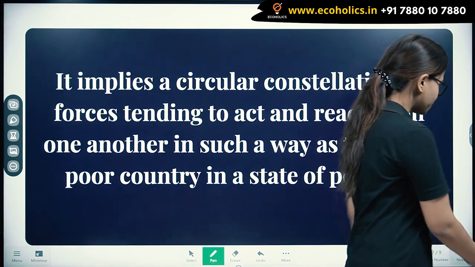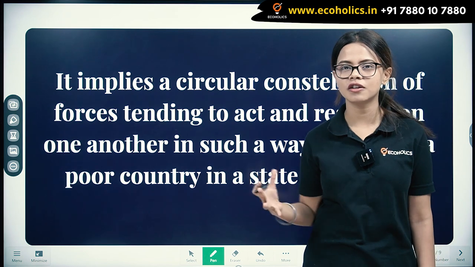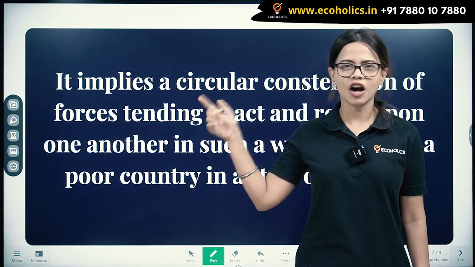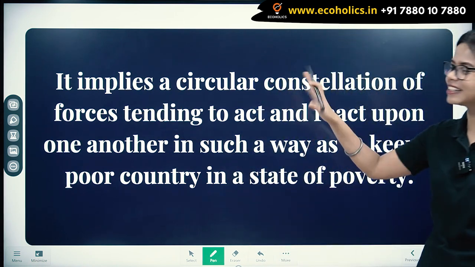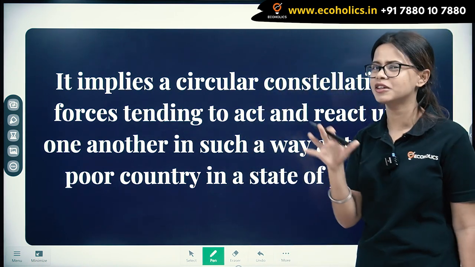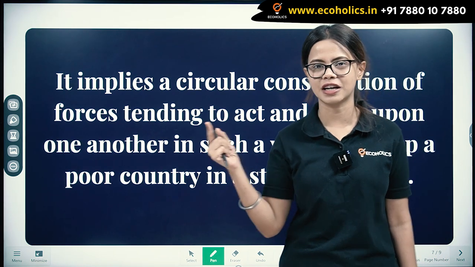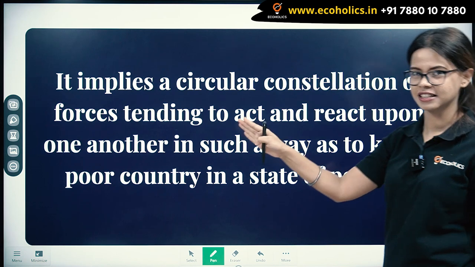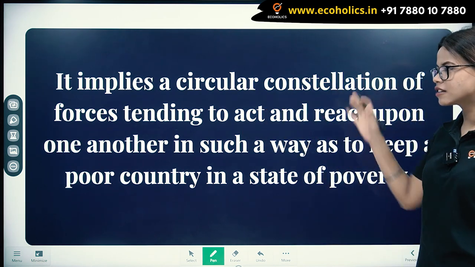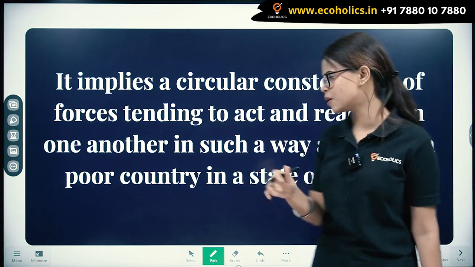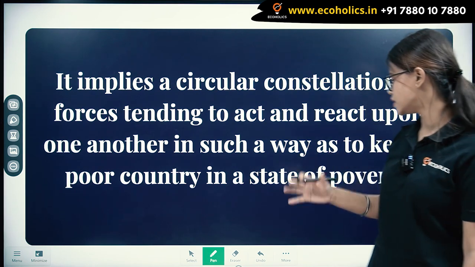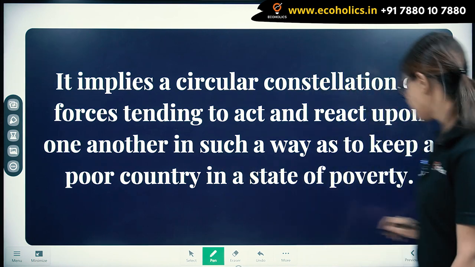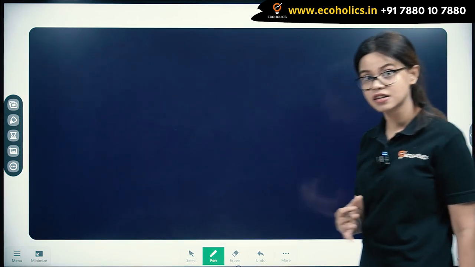Okay, so basically, what does this vicious circle of poverty and the circular causation mean? It sounds very Star Wars-ish, but it is a very easy phenomenon. You all will understand it very quickly. It implies a circular constellation of forces tending to act and react upon one another in such a way as to keep a poor country in a state of poverty. This sounds difficult, but let's draw a chain and understand what this means.